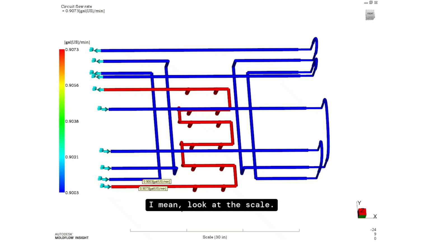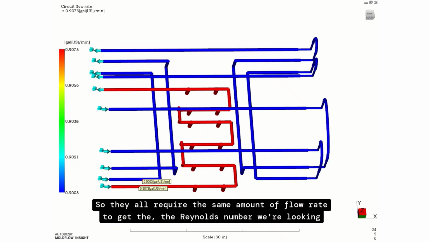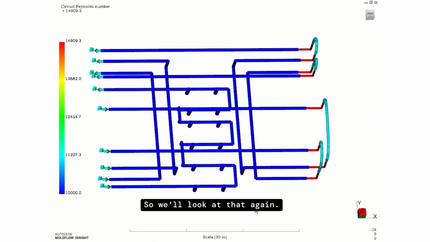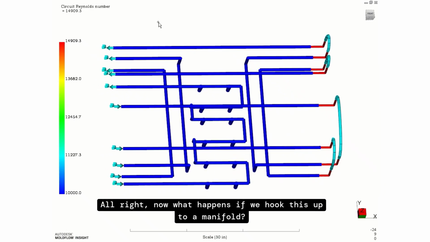Look at the scale. These aren't hooked up to a manifold, so they all require the same amount of flow rate to get the Reynolds number we're looking for. So we'll look at that again. They're all the same Reynolds number. That's perfect. All right, now what happens if we hook this up to a manifold?